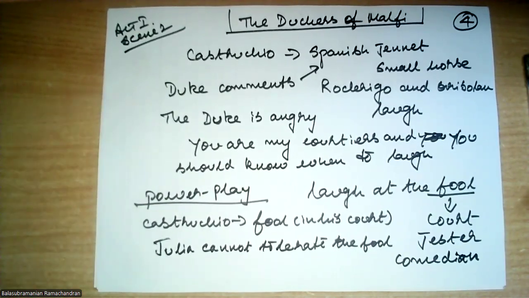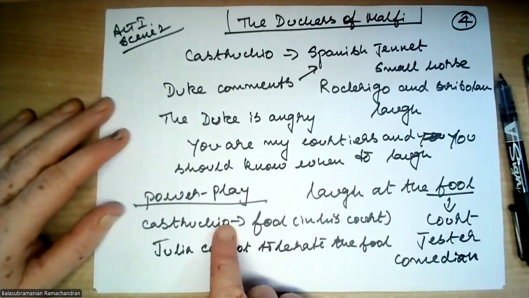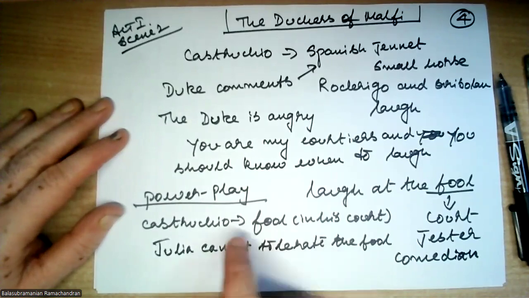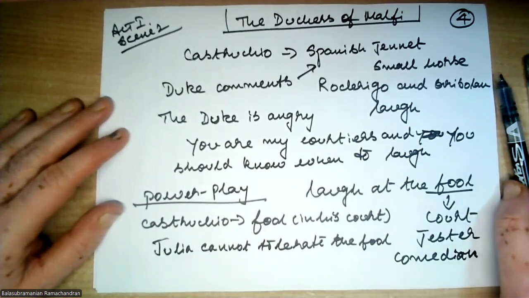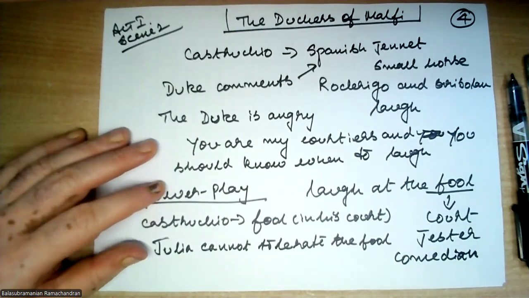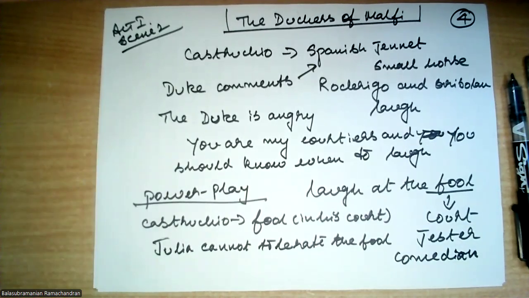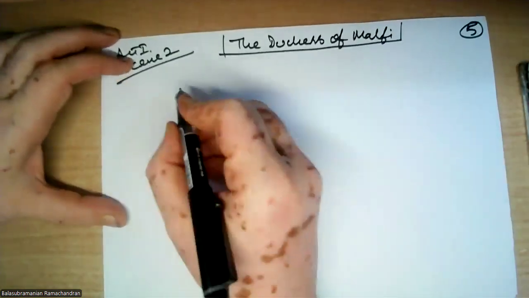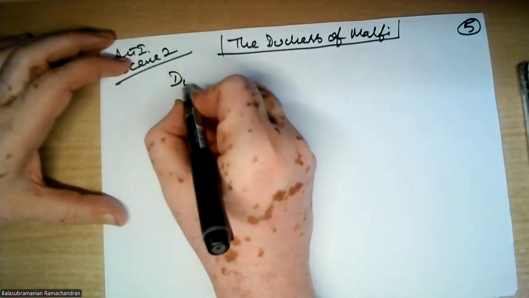And unfortunately, I would say unfortunately, Castruccio mentions his fool, and then he mentions his wife Julia, whom he says cannot tolerate the fool. Okay, and then the topic moves on to something else.